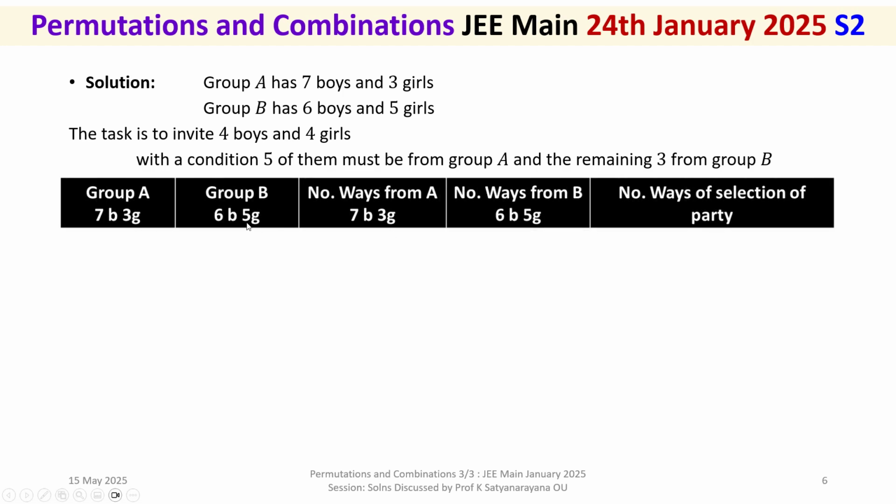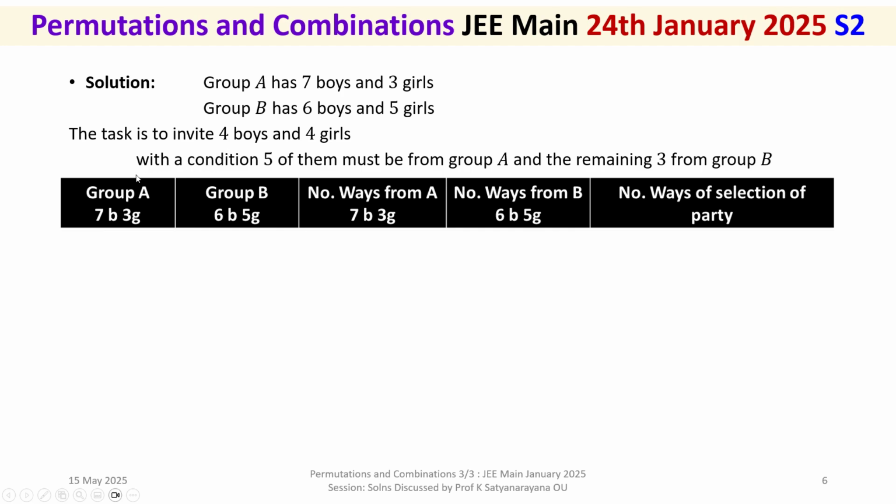So here is a tabular form which I have made for you. Group A, 7 boys, 3 girls. Group B, 6 boys, 5 girls. Number of ways from the Group A, number of ways from Group B, number of selection of the party. I will explain to you. Now what are the conditions?